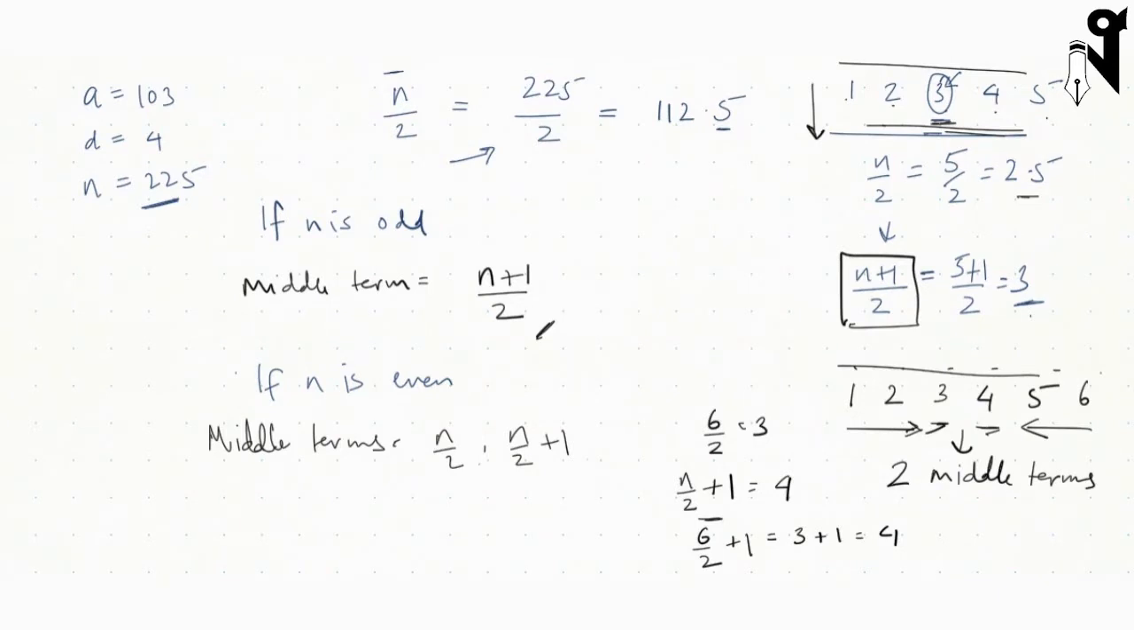What we have done so far is we figured out n for this series. N was 225. We know that, so clearly the number of terms is odd. We're going to apply the first formula for the middle term. So let's proceed with that.